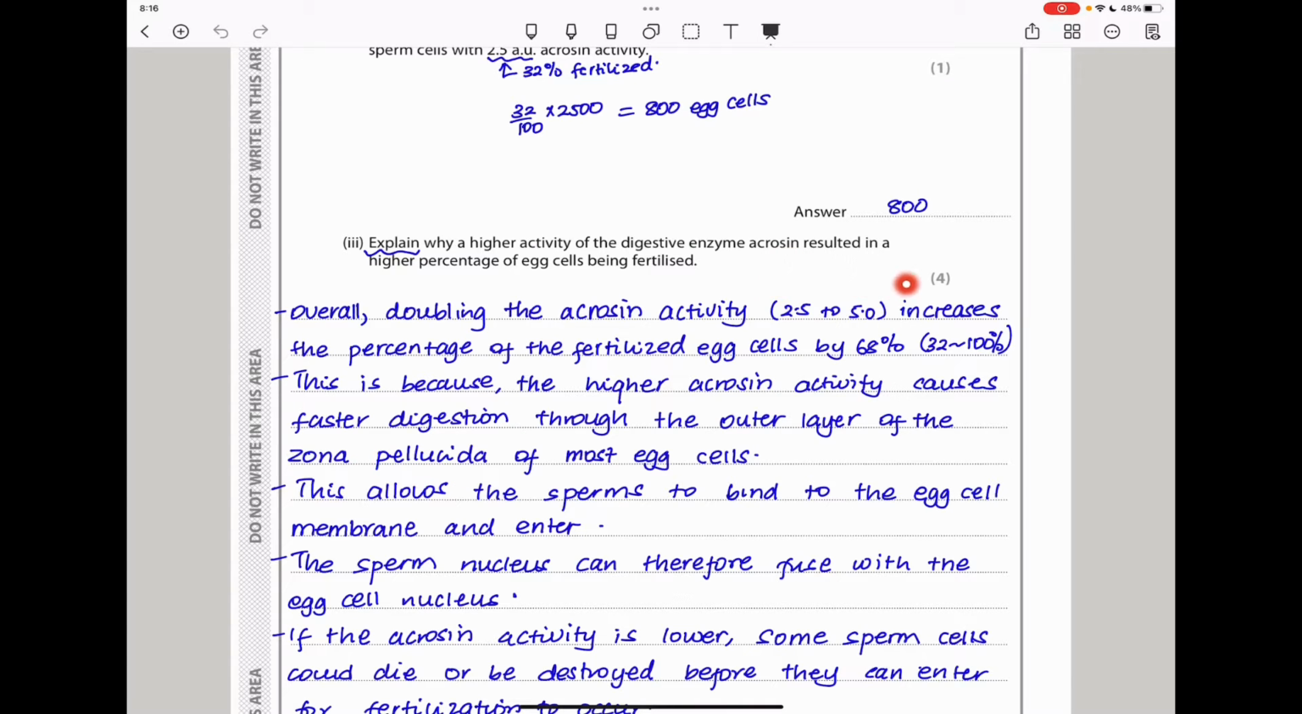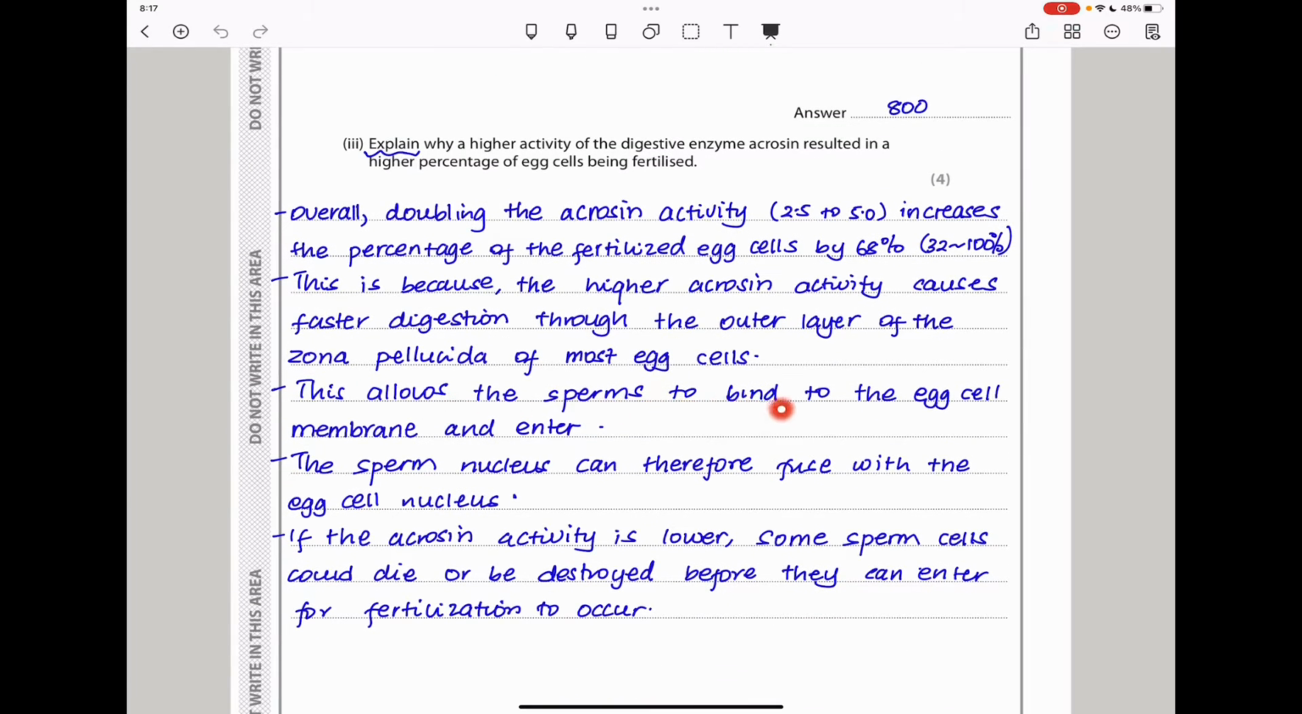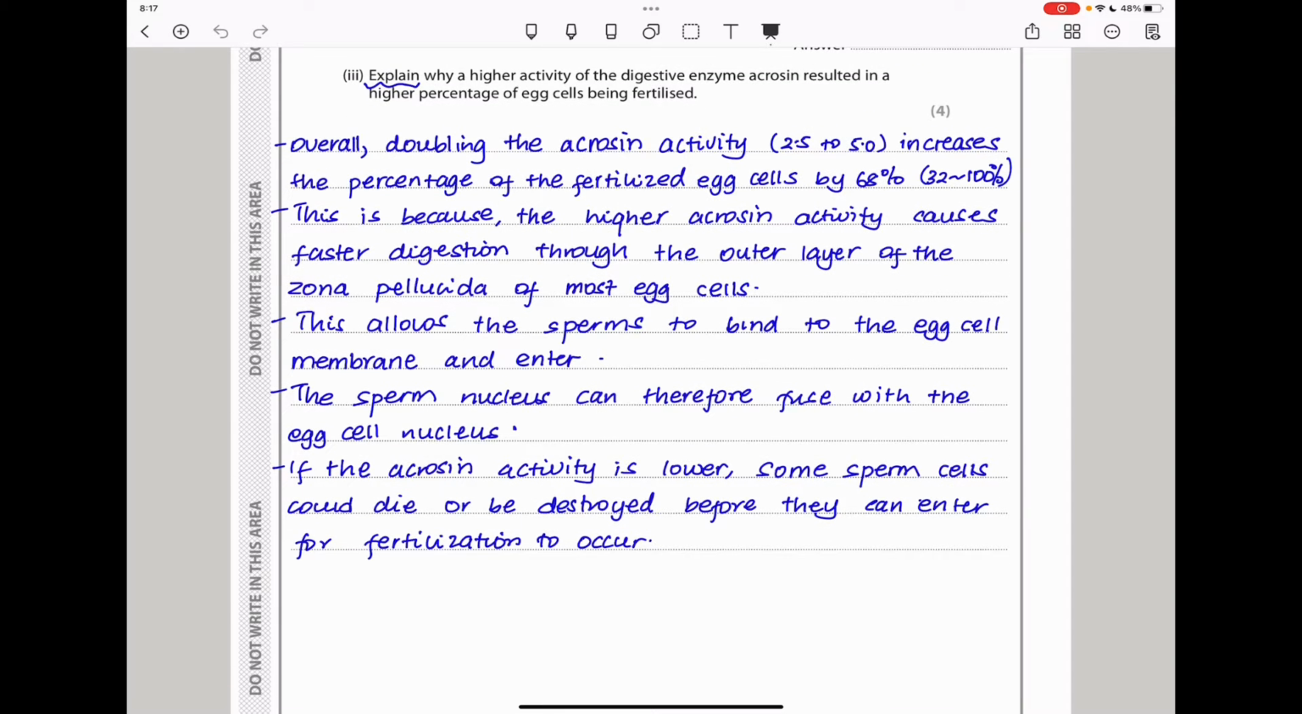Remember, we have so many egg cells, and if there is a lot of acrosin activity, it means so many enzymes are being released and they are working actively, digesting through the layers and enabling the sperms to go through in order to reach the surface of the egg cell. So I say this allows the sperms to bind to the egg cell membrane and enter, and the sperm nuclei can therefore fuse with the egg nucleus, or with the egg nuclei, if you talked about sperm nucleus to egg nucleus one-to-one. So that's it.